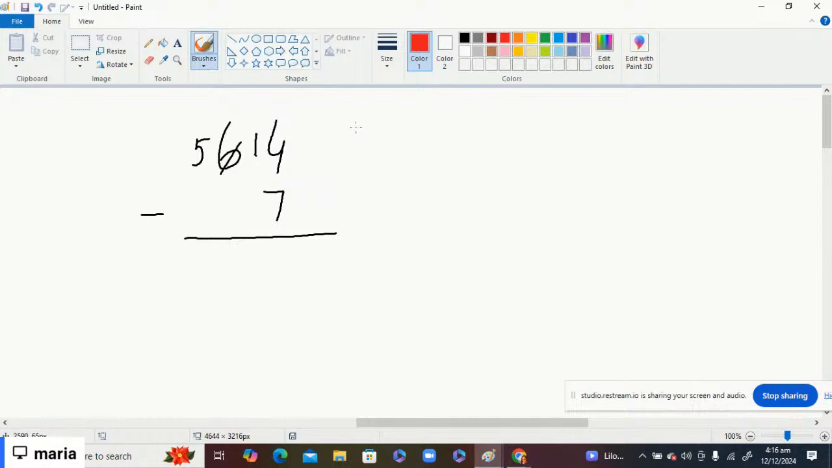So 14 minus 7, let's do it: 1, 2, 3, 4, 5, 6, 7, 8, 9, 10, 11, 12, 13, and 14. Remove the 7 lines: 1, 2, 3, 4, 5, 6, and 7. These 7 lines are removed. How many lines are left? 1, 2, 3, 4, 5, 6, and 7. 7 are left and then you put it here. This 5 we put as it is here. We are not putting 6 here. Now we are going to write 5. Okay.